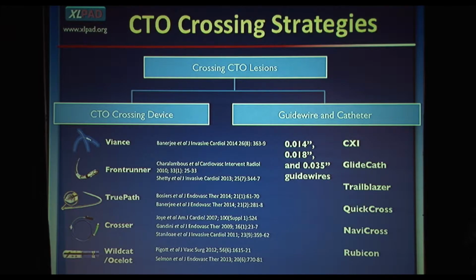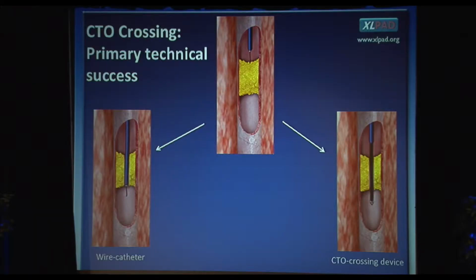There is not much data about this, and this is a long list of wires and catheters. To your left are the crossing devices, and to your right are the guide wires, and there are lots of brands. I won't go into them. And the XL-PAD registry has really contributed towards studying this, and I'm going to share some of this data from our own registry to which my colleagues have contributed.